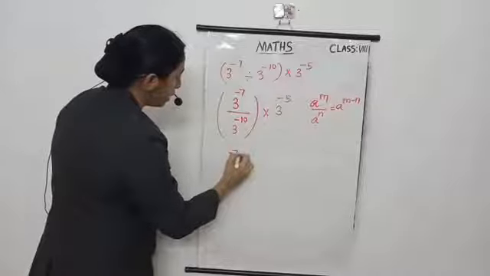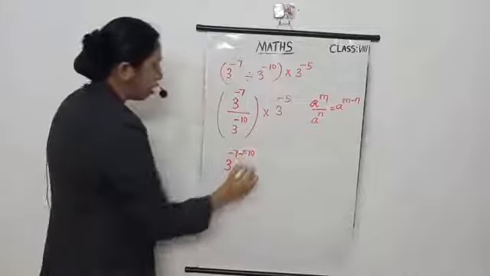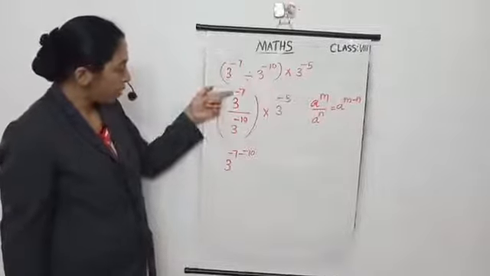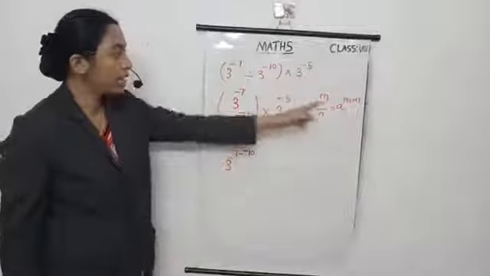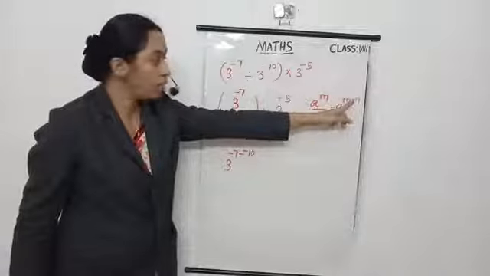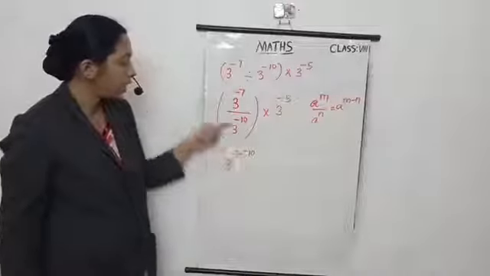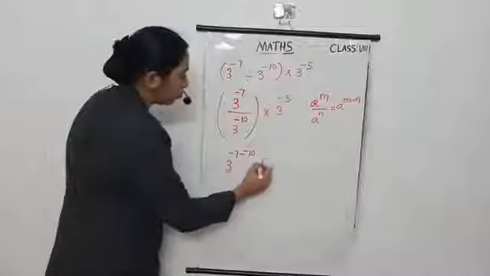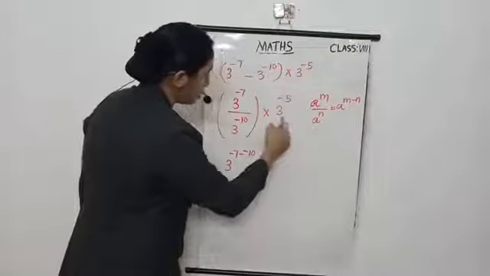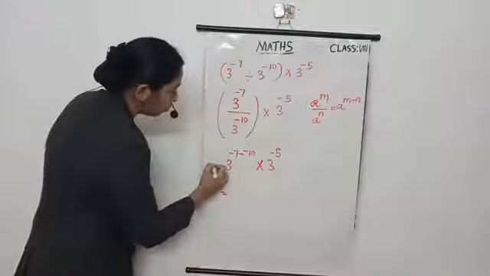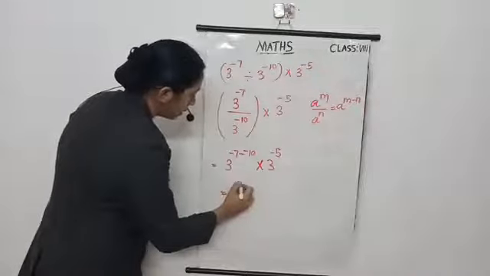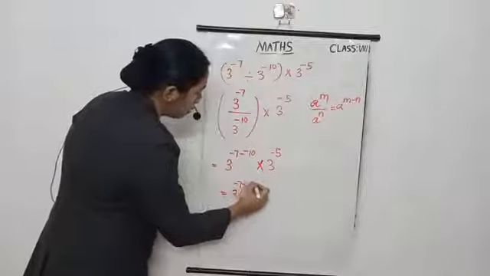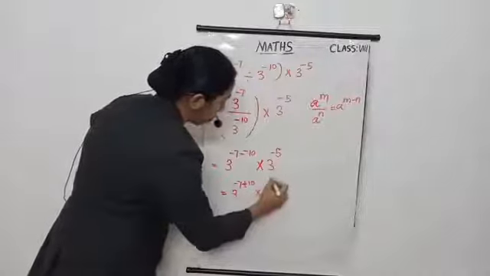3 raised to minus 7 minus minus 10. Always please be careful writing like this. This is minus 7. So minus 7. Then according to the exponential law here minus, so put minus sign. Then this is minus 10. So write minus 10 here. Now into 3 raised to minus 5. This is the question. Equal to 3 raised to minus 7 minus into minus plus. So minus 7 plus 10 into 3 raised to minus 5.